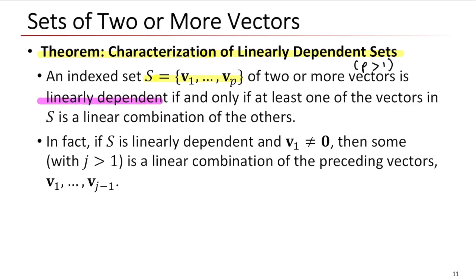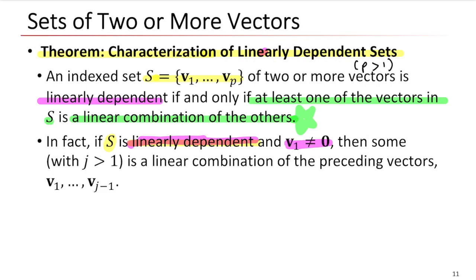So this set of vectors is linearly dependent if and only if at least one of the vectors in set S is a linear combination of the others. In other words, if at least one of the vectors in S is a linear combination of the others, then we can say that the set S is linearly dependent. Okay? Yeah, let's use the same color, linearly dependent.